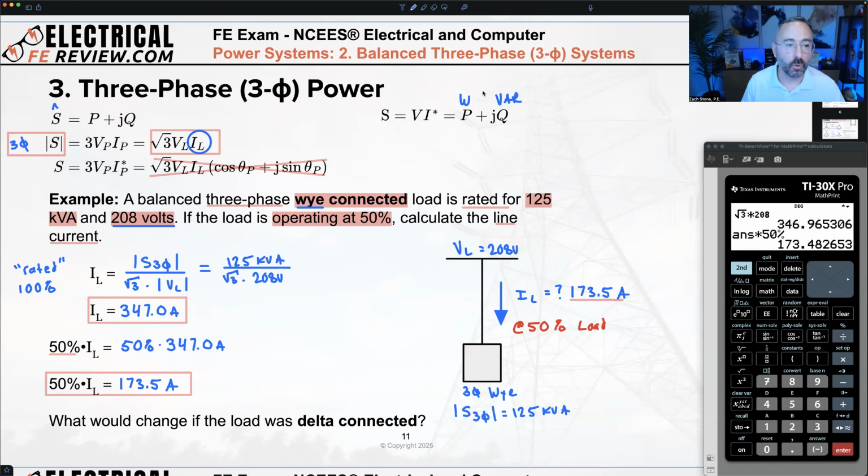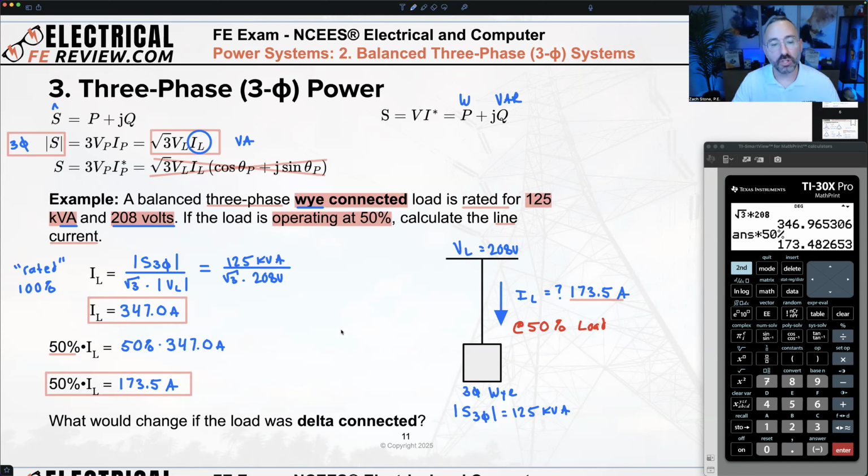What are my units for apparent power? What's the magnitude of P plus jQ? Magnitude is vars. Excuse me, not vars. Magnitude is voltamps. A little bit of a tongue twister this morning. Apparent power is voltamps. Real power is watts. Reactive power is vars. So we've got 125 kilovoltamps, which just means 1,000 times 125, but we're still working with voltamps. That tells us it's the apparent power.